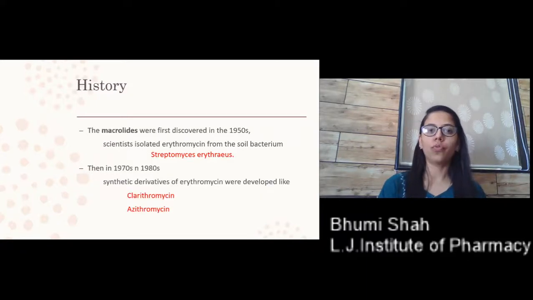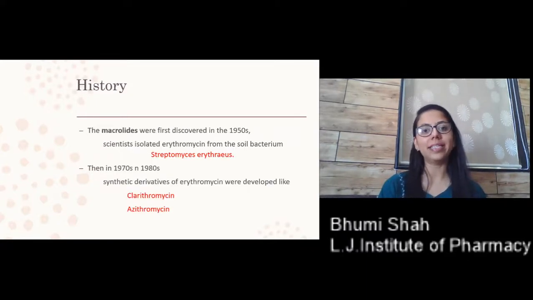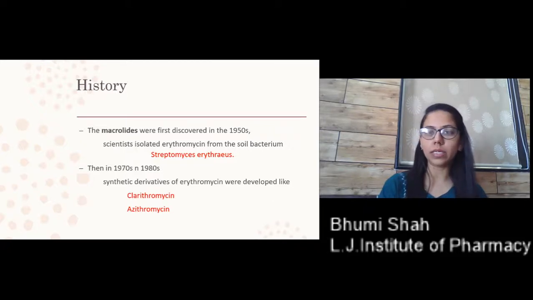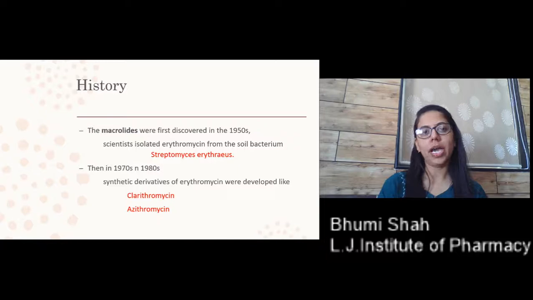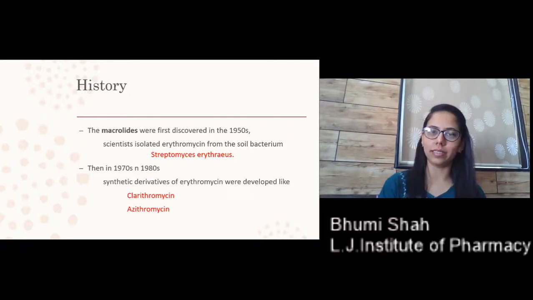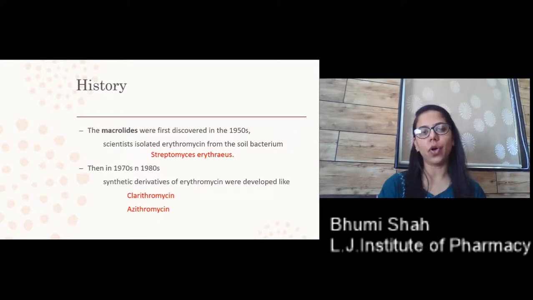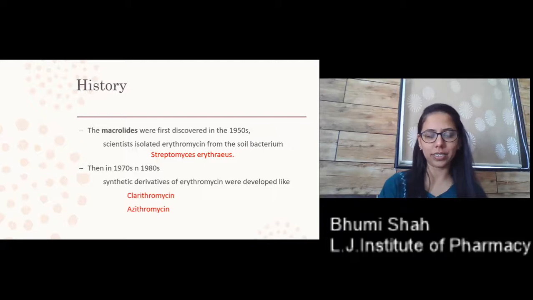The first macrolide antibiotic was erythromycin, discovered in the 1950s from a soil bacterium called Streptomyces erythreus. Then, in the late 1970s and 1980s, synthetic derivatives of macrolide antibiotics were discovered, like clarithromycin, azithromycin, and others.